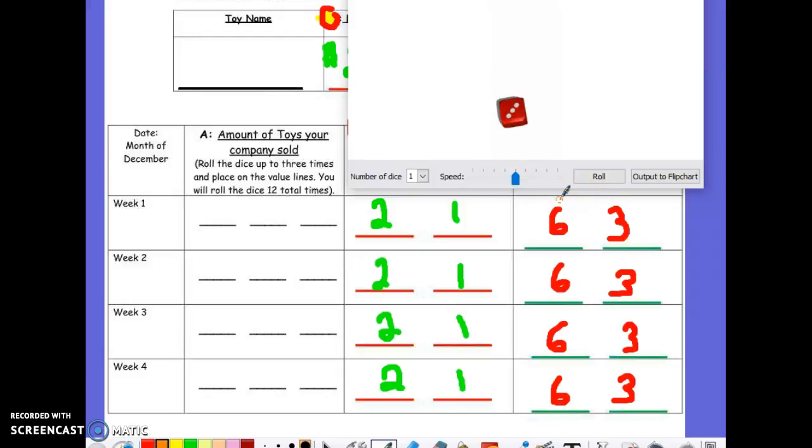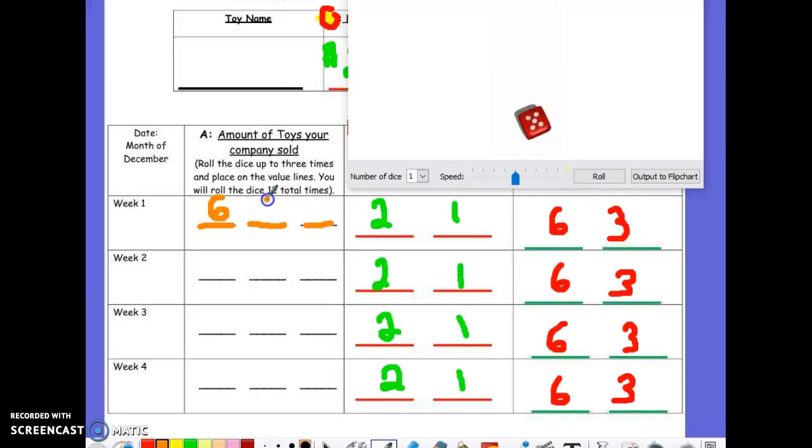The way I figure that out is by rolling the dice 3 times per week and then placing those numbers on these place value lines that I'm underlining right now so that you can see them in orange. So let me roll the dice once. I got a 6. Of course I'm going to put that into the hundreds place value because I want to sell 600. I roll it again.